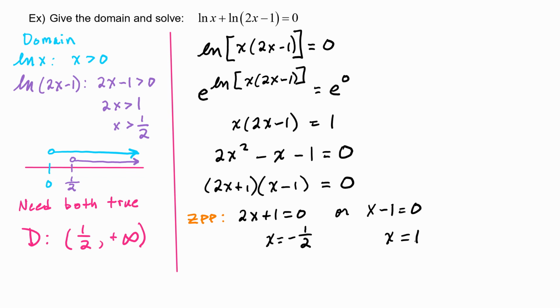Now remember that our solutions must work within our domain. And our domain is from 1/2 to positive infinity. So that means this one won't work. So this one we have to toss out. This is not in our domain of 1/2 to infinity, so we reject it. Then that means our only solution that works is going to be x equals 1.